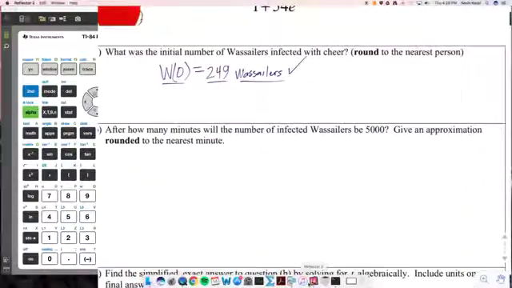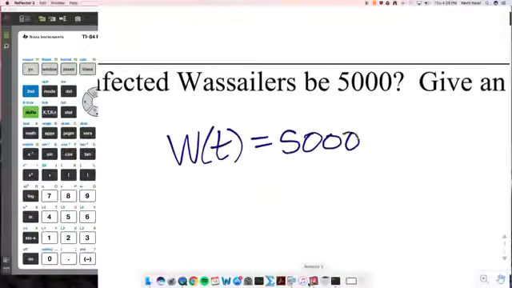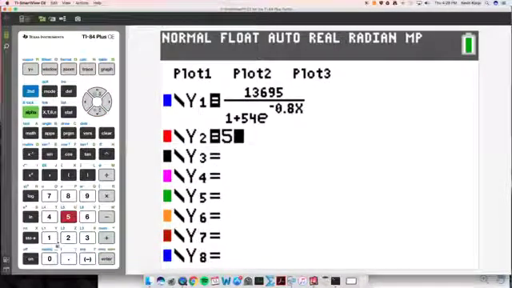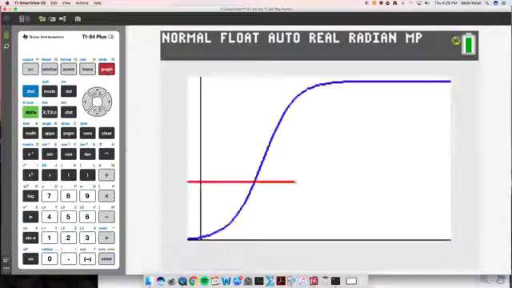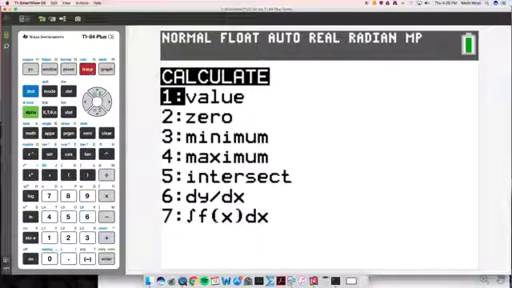Part B, after how many minutes will the infected number of Wasslers be 5,000? So now they're giving us the Wassel number, so W of t equals 5,000. That was a check. That's your setup. Whenever you're using a calculator, got to show us what you're doing to solve. So underneath there now, when we solve for t, we'll put t equals. So now we go to Y2, and we'll type in 5,000, hit graph, and we're looking for the point of intersection.